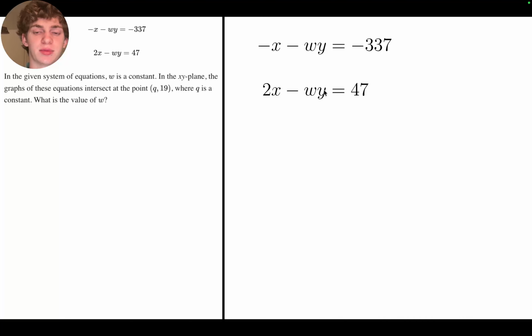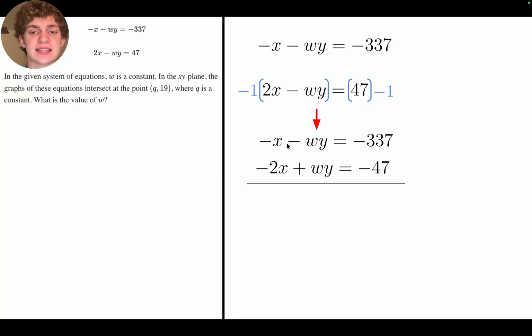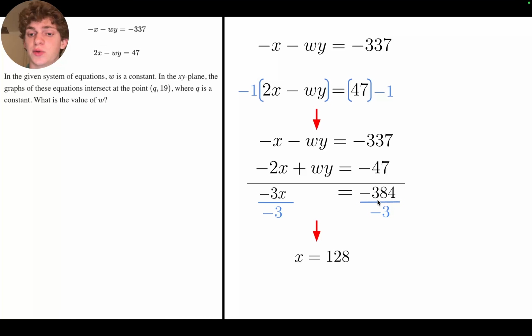So I'm going to go with this wy here by multiplying this bottom equation by -1 to get this. And now we can cancel these out when we add both of these equations to each other to get -3x equals -384. Now we're going to divide both sides by -3 to isolate our x, which is equal to 128.